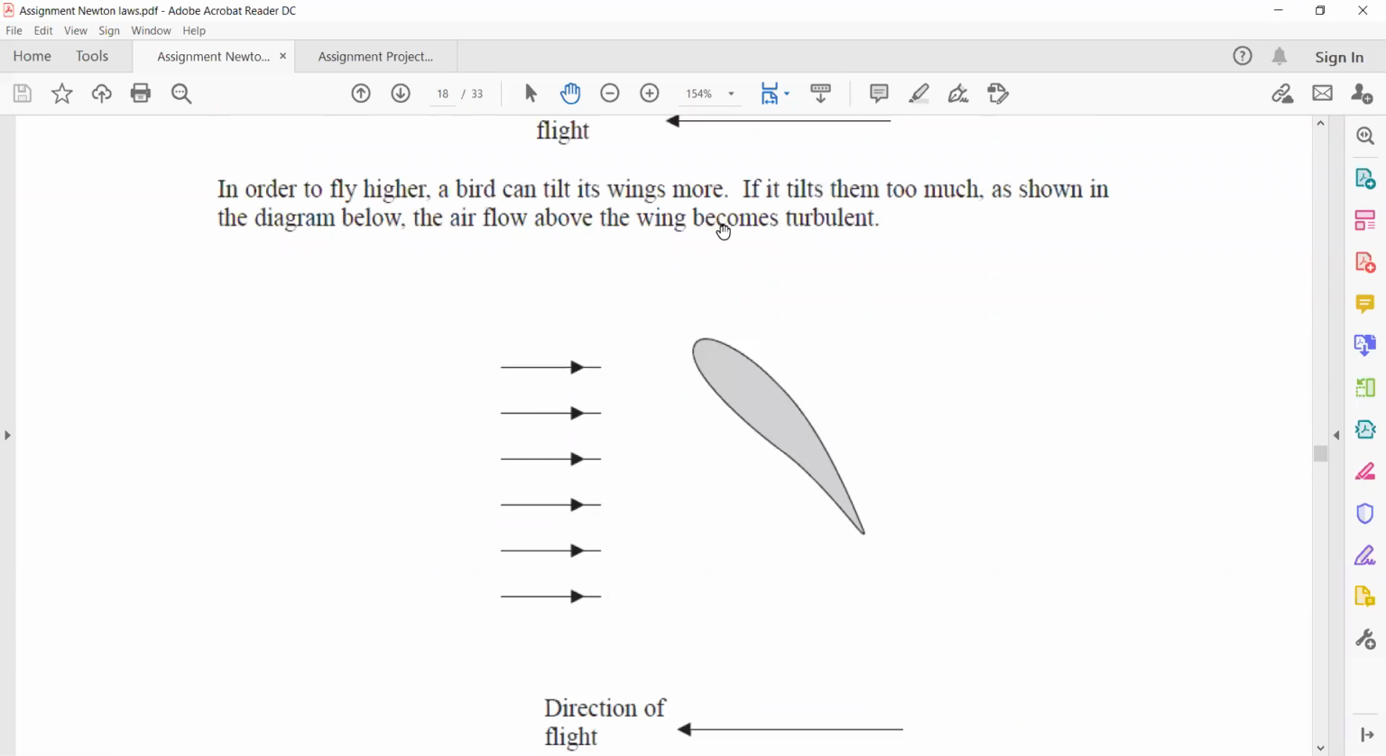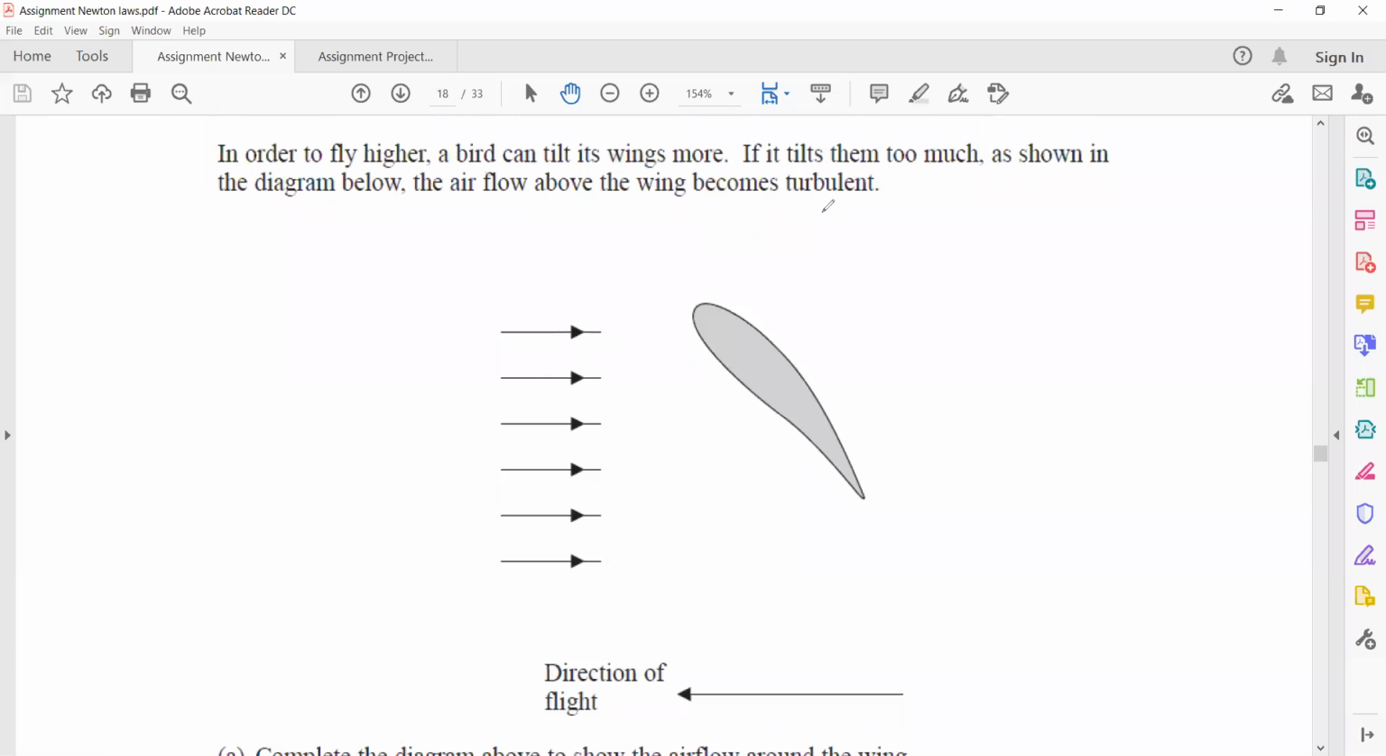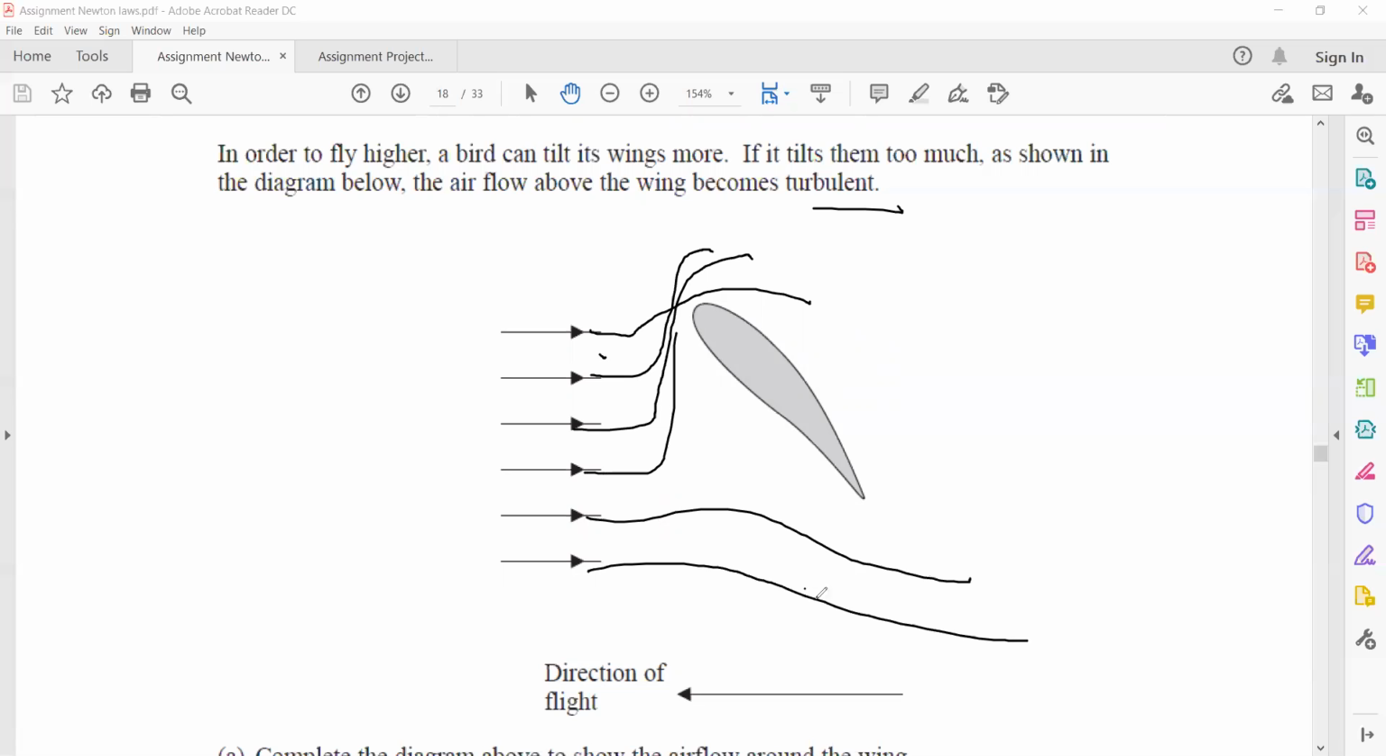So airflow at the top becomes turbulent. Turbulent flow means random. At the bottom it is laminar, like streamline, but at the top it becomes turbulent. Turbulent means random, the particles will move. So we have to show these streamlines which will intersect. The fluid flow is the next chapter, but because that's related to this part, I included it in the assignment.